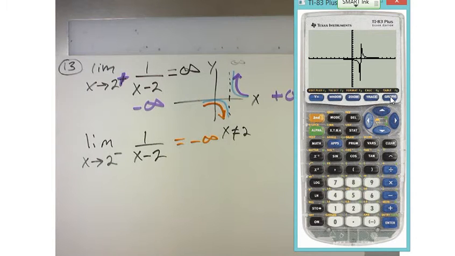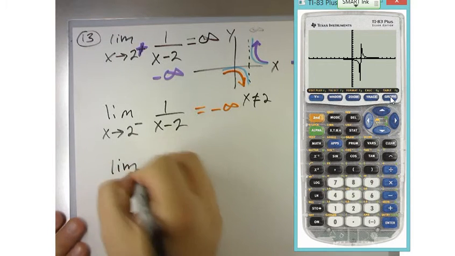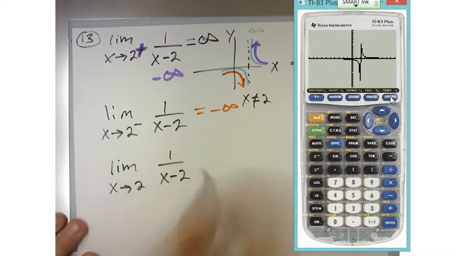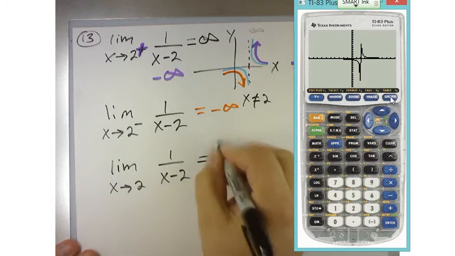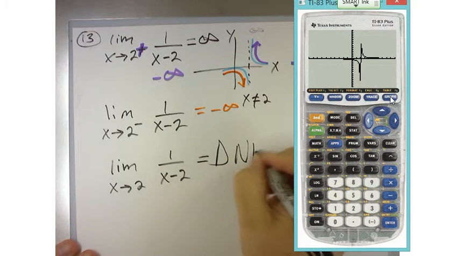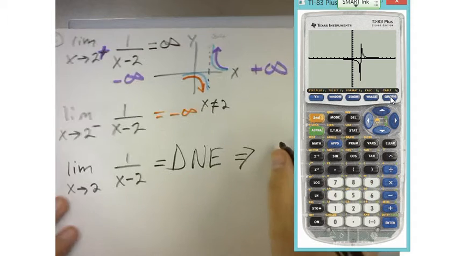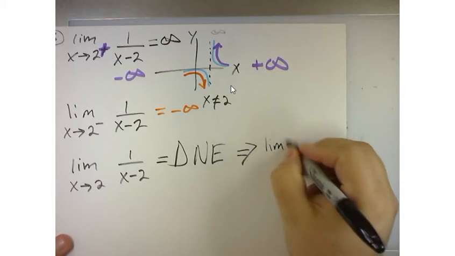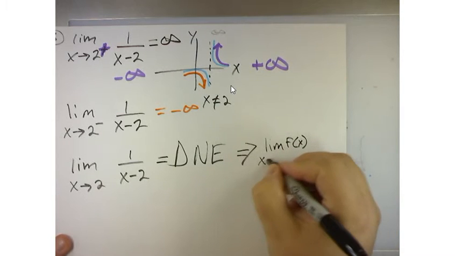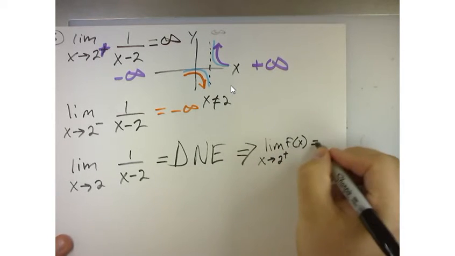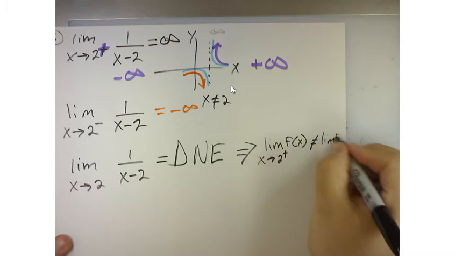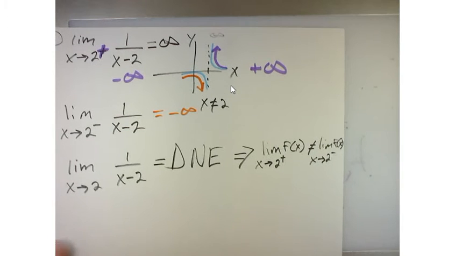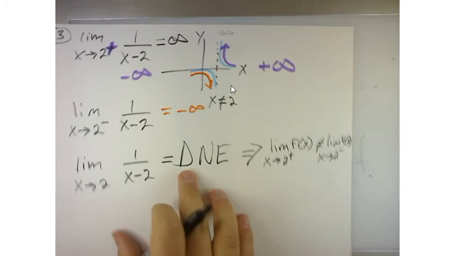So then the last thing, and this isn't in your textbook, but this is what they want you to kind of understand. This is where the author is going with this. What's the limit of the whole thing? Does not exist. Why? Because they're not equal. It doesn't exist because the limit of f of x as x approaches 2 from the right does not equal the limit of f of x as x approaches 2 from the left. And so since they don't equal, this one does not exist.